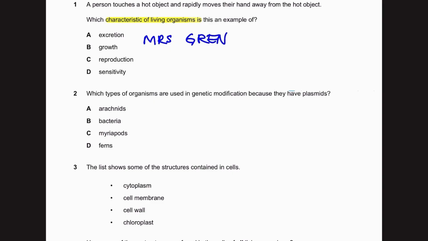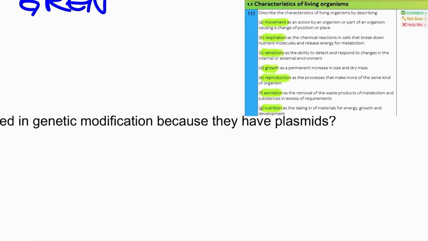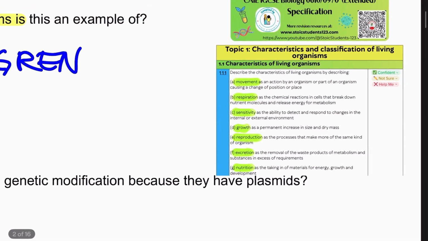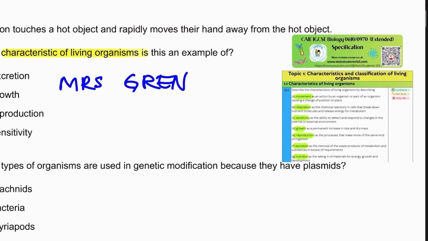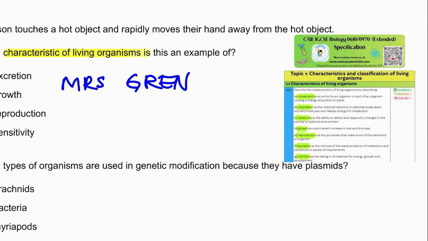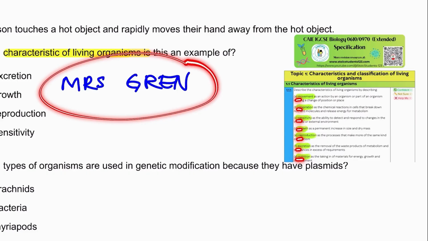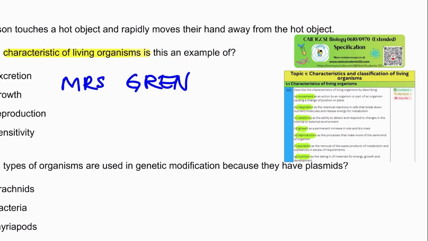And this comes down to revision. So you go to your syllabus checklist, and I've actually compiled the whole thing for you here. So I'm going to show you how you get this in a minute. But you see here on the syllabus, you can have exactly, under characteristics of living organisms, MRS GREN. So they're testing on this MRS GREN concept. So how do you get this checklist?